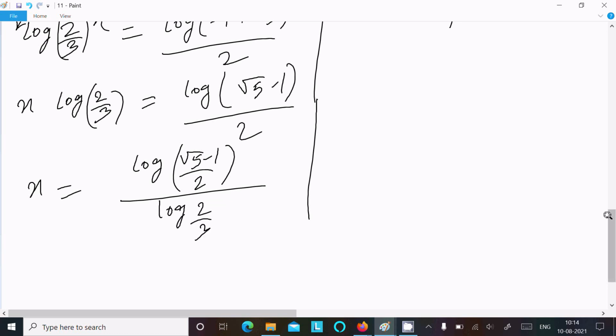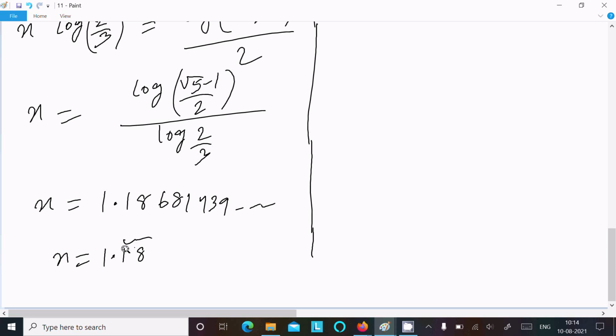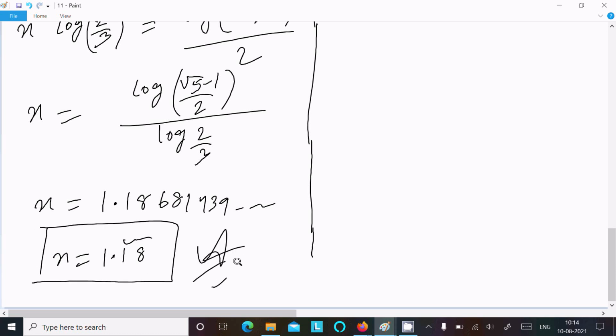If you use the calculator, then you can get the value x equal to 1.1868, thereafter 1439 and so on. It will continue to infinity, so we can write 1.18 recurring. This is the answer when you take the positive.